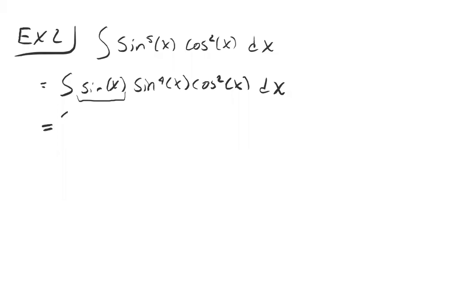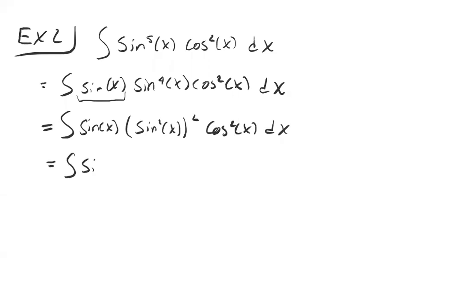But now I need to write everything else in terms of cosine. So I'm going to leave the sine alone. And now I need to write sine to the fourth of x as something in terms of cosine. So let's first write it like this. Sine to the fourth just is another way of saying sine squared squared. And now I can convert this to something in terms of cosine. So remember, sine squared is 1 minus cosine squared. I'm going to square that. I have a cosine squared floating around.